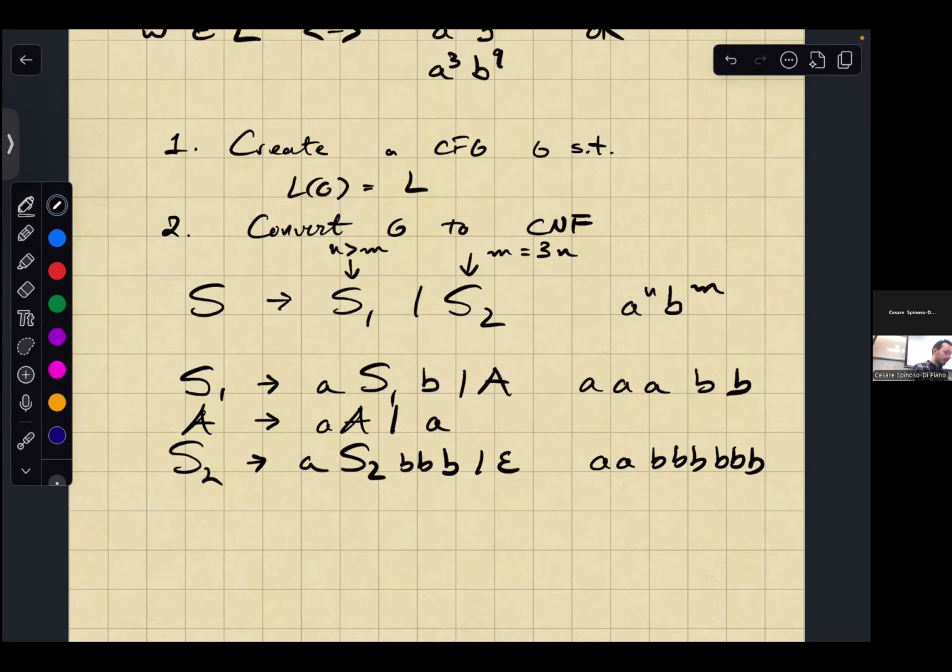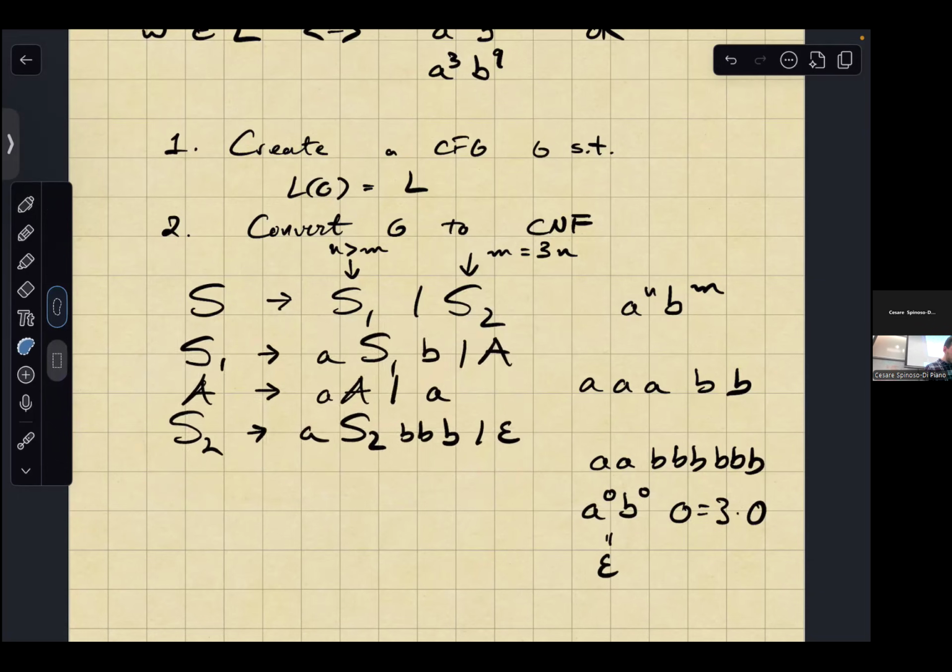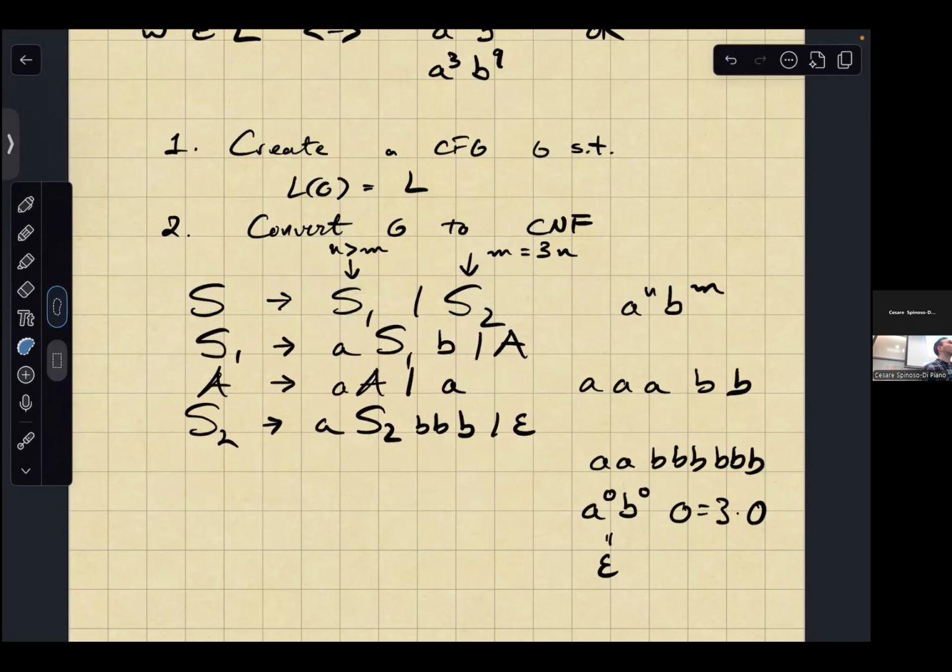That also makes sense because A^0 B^0, which is the empty string, for sure, 0 is equal to 3 times 0, so that's a valid base case, right? Okay, and so this is a context-free grammar, right? Maybe you thought of a different one, but this is the one I'm going to go with for the conversion algorithm. Okay, is everyone still with me? Yes, some nods. Good, thanks.